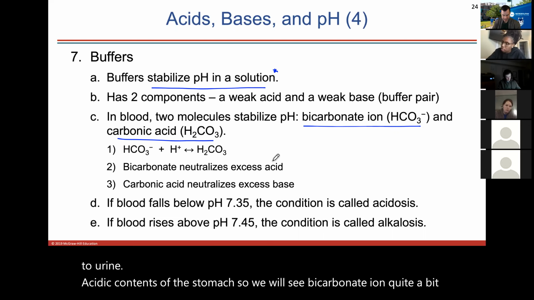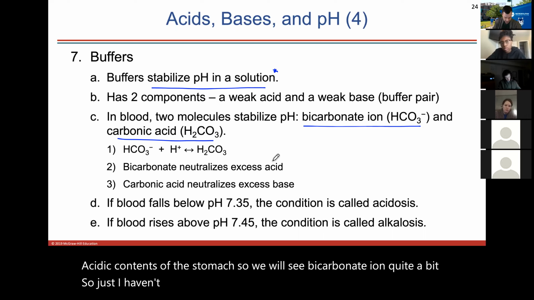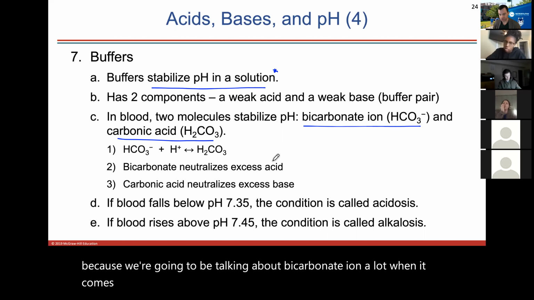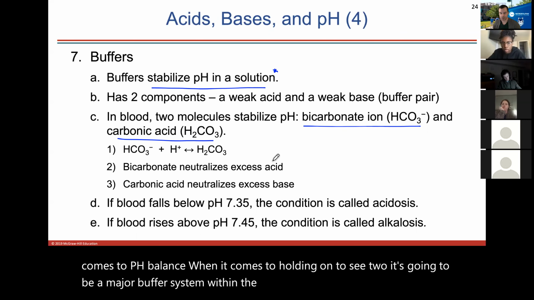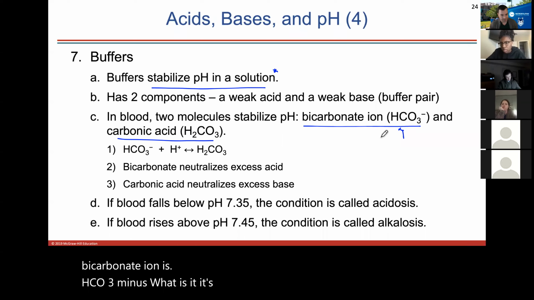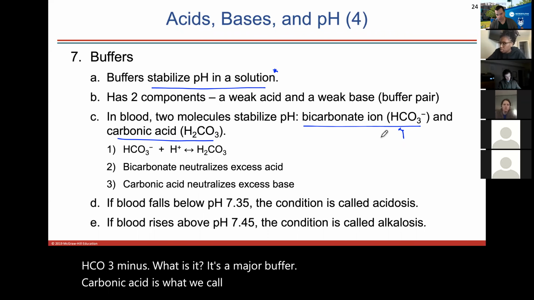So we will see bicarbonate ion quite a bit. I have it underlined, guys, so you can really remember what that is, because we're going to be talking about bicarbonate ion a lot when it comes to pH balance and holding on to CO2. It's going to be a major buffer system within the body. So understanding what bicarbonate ion is, HCO3 minus, what is it? It's a major buffer. Carbonic acid is what we call bicarbonate ion when you attach a hydrogen ion to it.